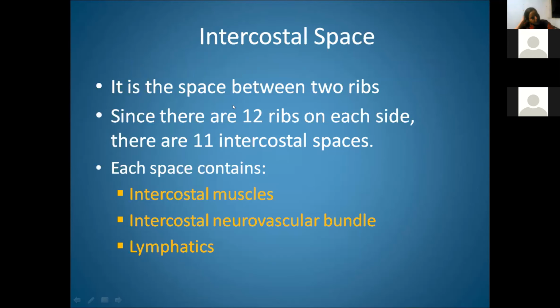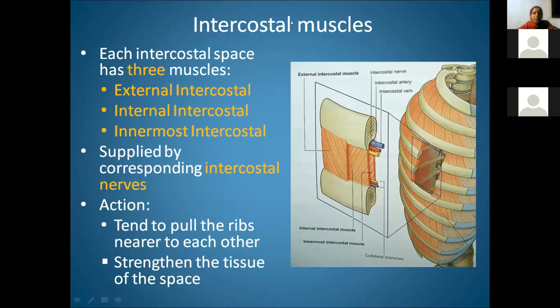So intercostal space is the space between two ribs. Since there are 12 ribs on each side, how many spaces will be there? 11 intercostal spaces. In each space, we will see intercostal muscles, the intercostal neurovascular bundle, and also lymphatics. Now when we come to the intercostal muscles, we have three muscles. You can see this is the rib above and then we have the rib below. This is the first muscle you are seeing there, that is the external.